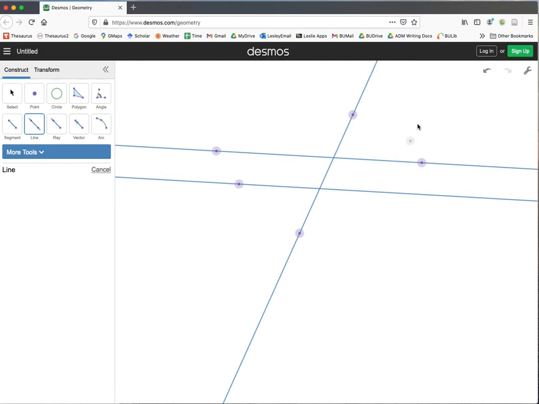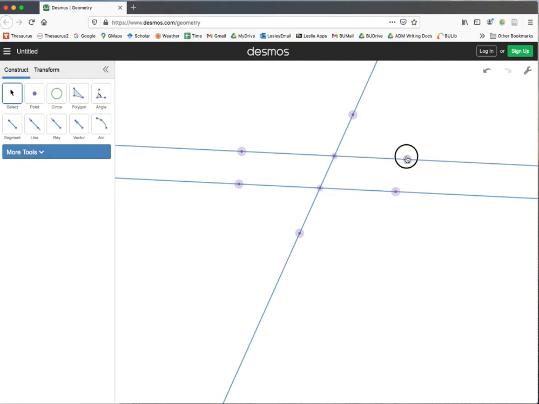Now I'm going to construct some points so that we can talk about the angles that these make. So I'm going to click the point tool. I'm going to construct a point at the point of intersection here, a point at the point of intersection here, and a point over here. So I've got 3 points on these parallel lines and 4 points on the transversal line. Let's go to the Select tool. I'm going to move these a little bit closer just to make it look nice.